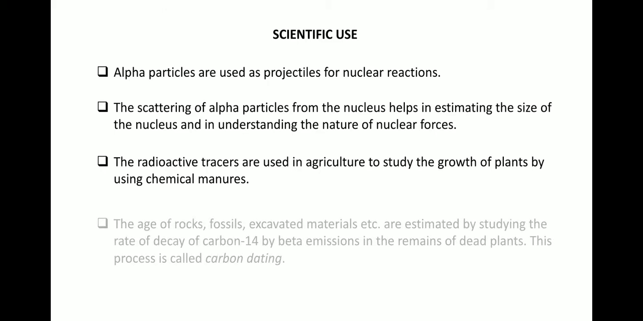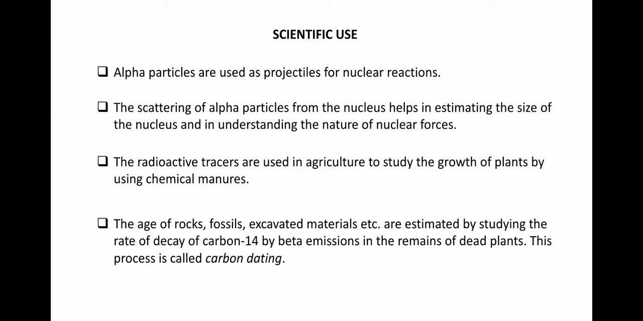The age of rocks, fossils, excavated materials, etc. are estimated by studying the rate of decay of carbon-14 by beta emissions in the remains of dead plants. This process is called carbon dating.